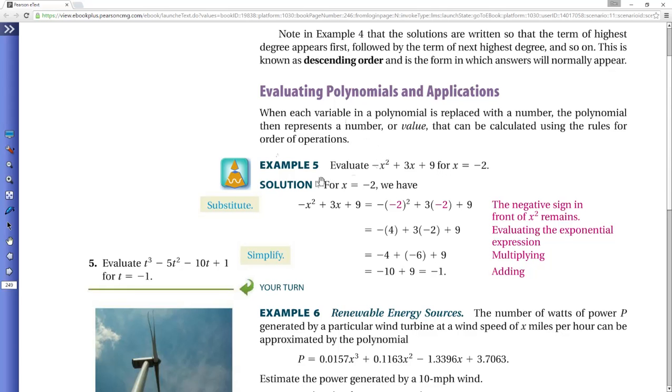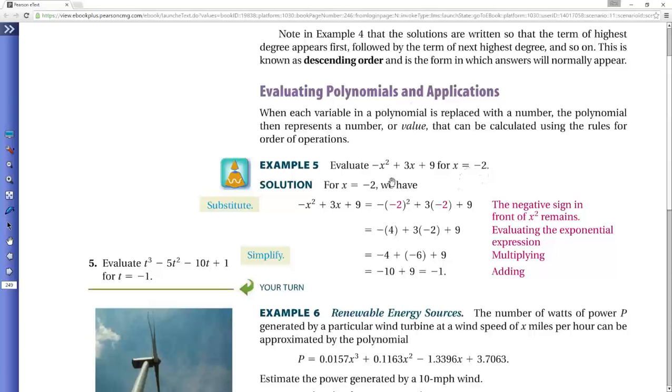And then they go into, if we have these polynomials, we can evaluate them. So if I have this polynomial of negative x squared plus 3x plus 9, first I would look, is there anything I can do to combine like terms or add these things? Is there any way to simplify this expression? In this case, there's not.